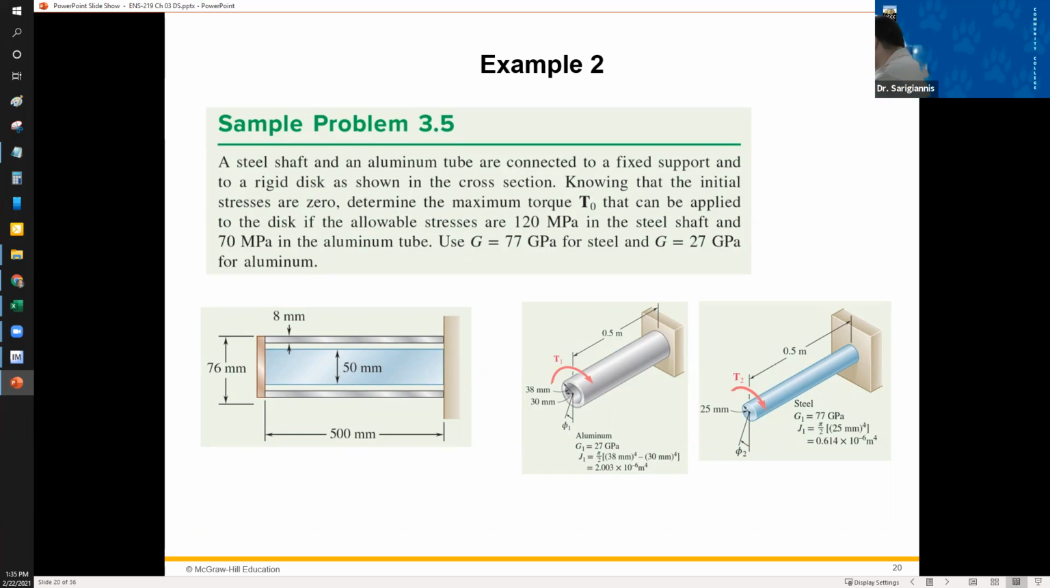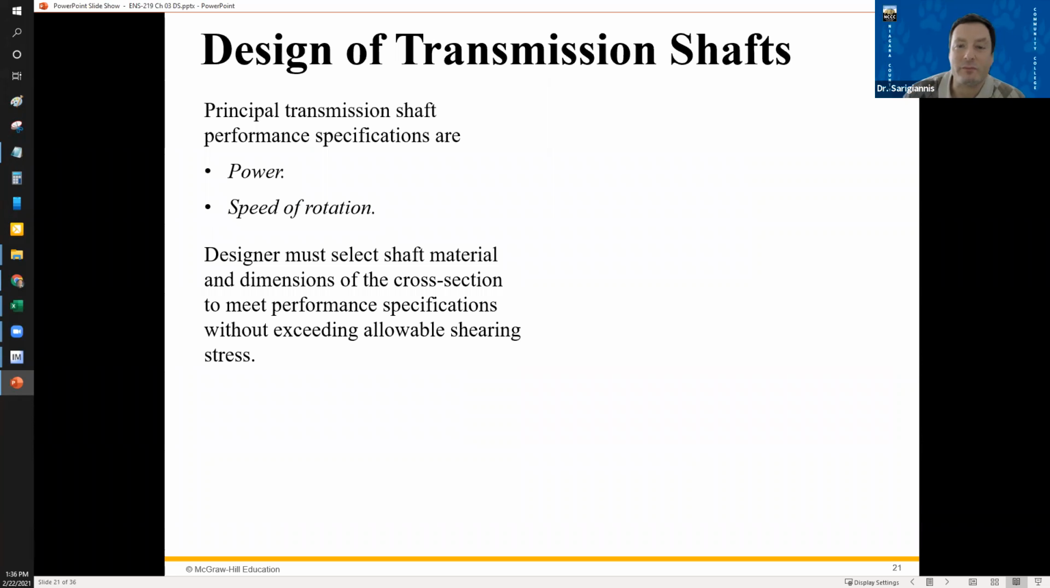designing shafts. Let's see. So the example for this is labeled some weird number. Well, let's go through the slides first. So now we have enough information, at least stress-wise. Let's look at how we would design transmission shafts.